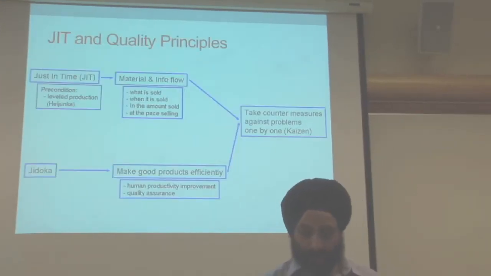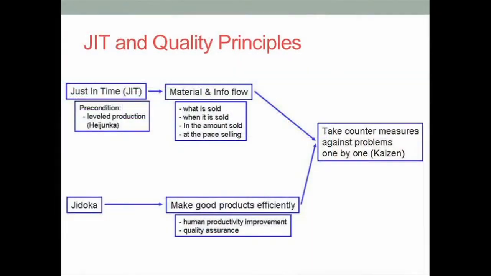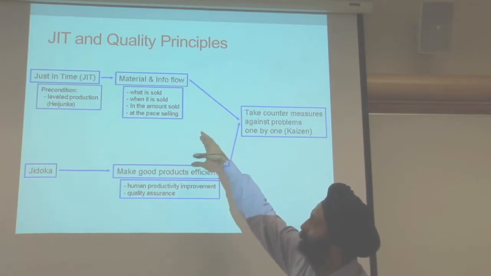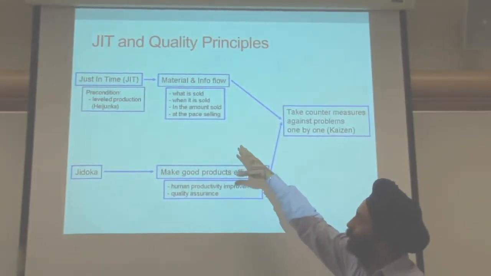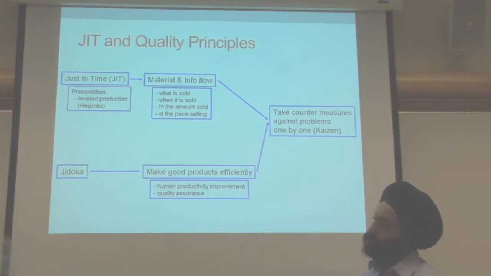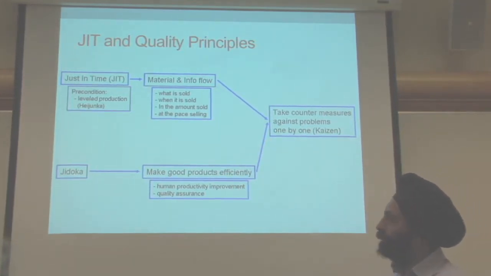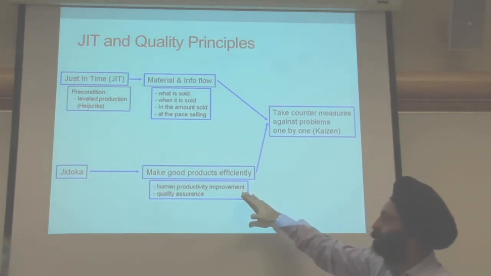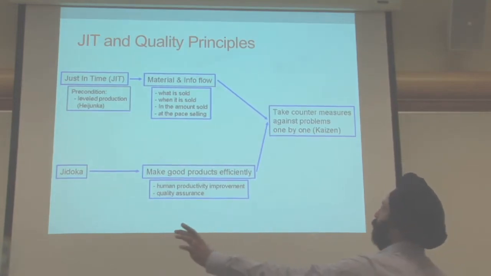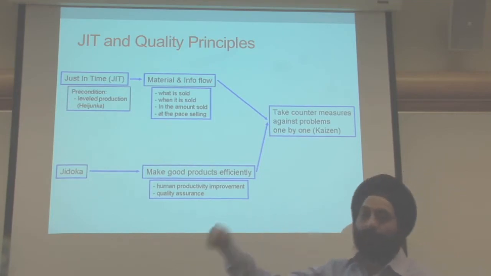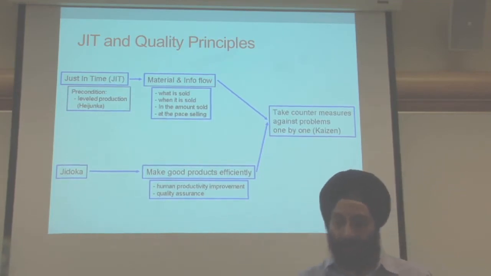So in here, you can see in terms of just in time, the precondition is leveled production, Heijunka, that we talked about. And material and information flow is needed, where you need to know what is sold, when it's sold, the amount sold, and the pace, what is the selling pace that you have. And the Jidoka, which is make good products efficiently, human productivity improvement, and quality assurance. All this will take countermeasures against problems one by one, that is, improve quality on a continual basis, the Kaizen concept.